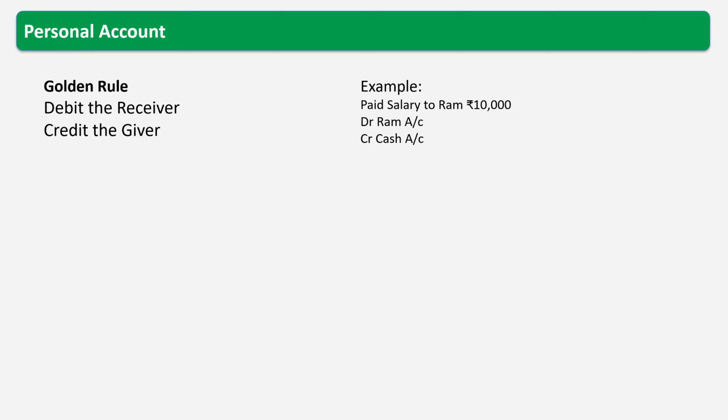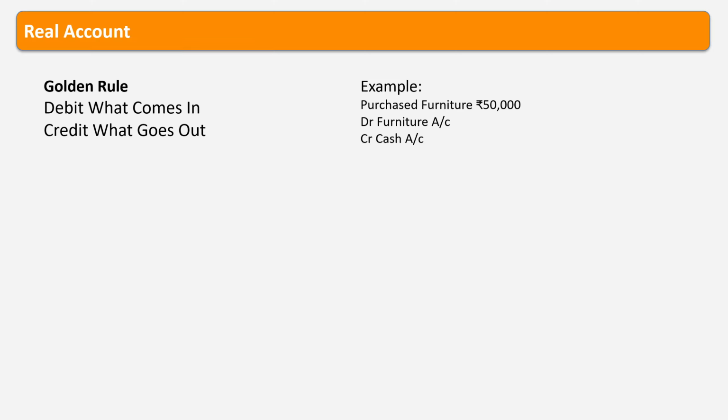If you're good with that, then we will move to the next account, the real account. The real account completely talks about assets. What assets we have purchased, we can talk about under this real account rule. What does the rule say? Debit what comes into the organization. Credit what goes out of the organization.